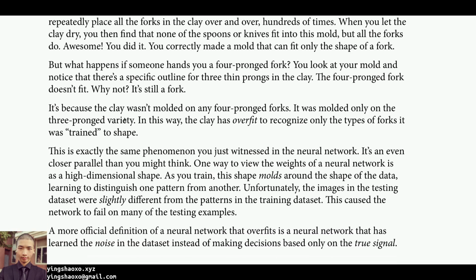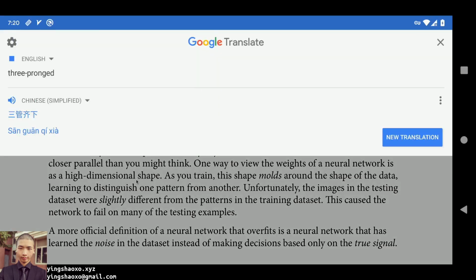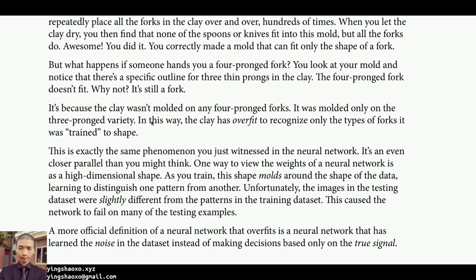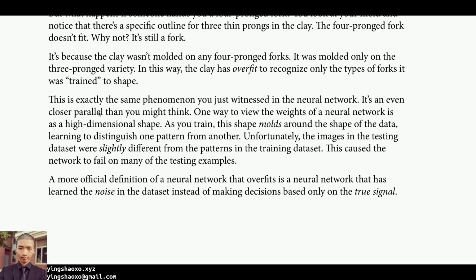It's because the clay wasn't molded on any four-pronged forks. It was molded only on the three-pronged variety. In this way, the clay has overfit to recognize only the types of forks it was trained to shape. This is exactly the same phenomenon you just witnessed in the neural network. It's an even closer pattern than you might think.